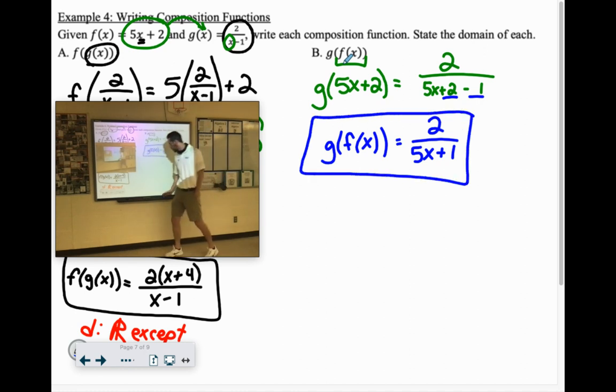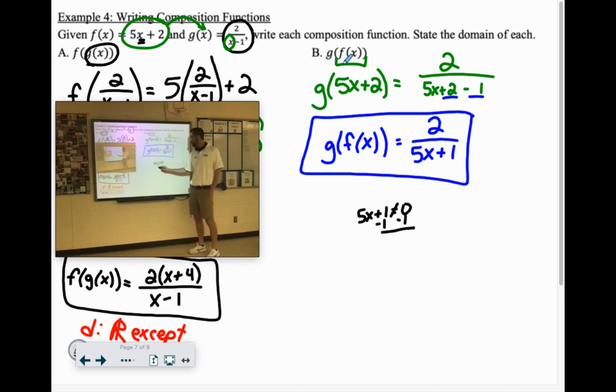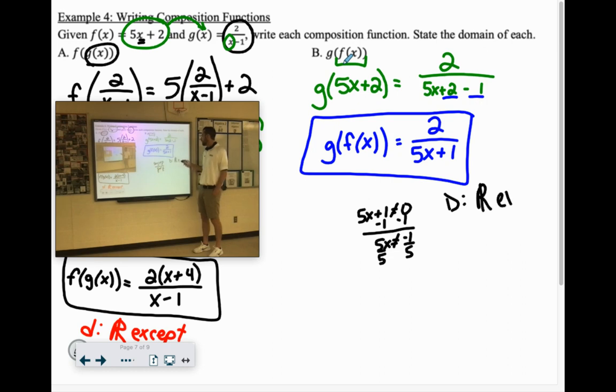Now, if we're talking about the restrictions here on the domain, think of the equation 5x plus 1. We cannot have it equal 0. So you'd solve that by subtracting the 1 and then dividing by 5. So x cannot equal negative 1/5. So we'll say domain, all real numbers except x equals negative 1/5. Nice.